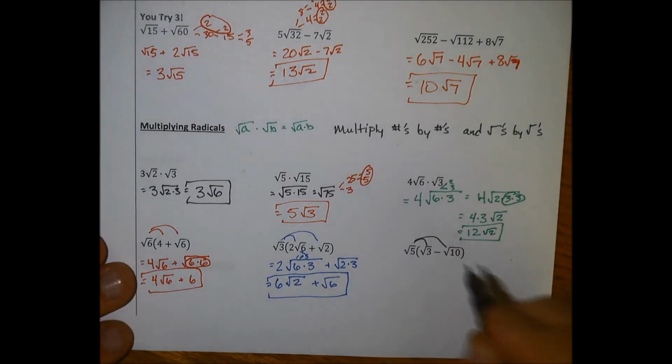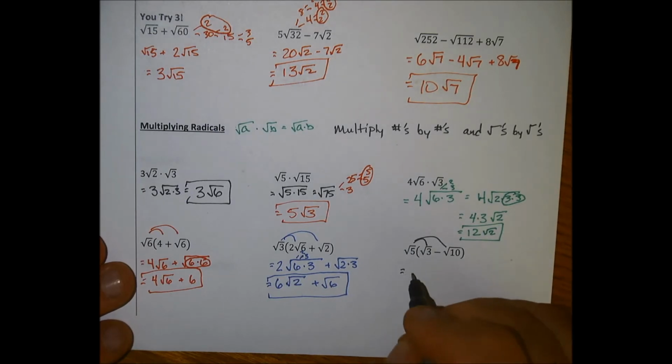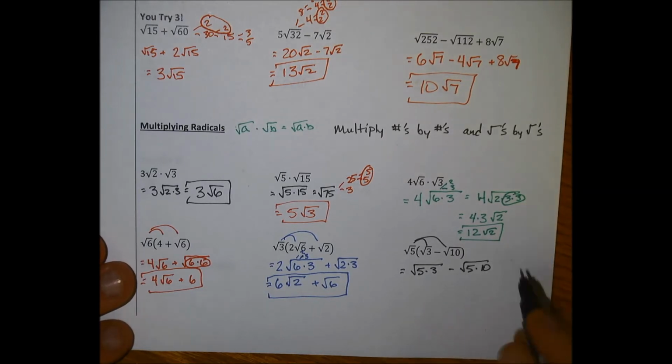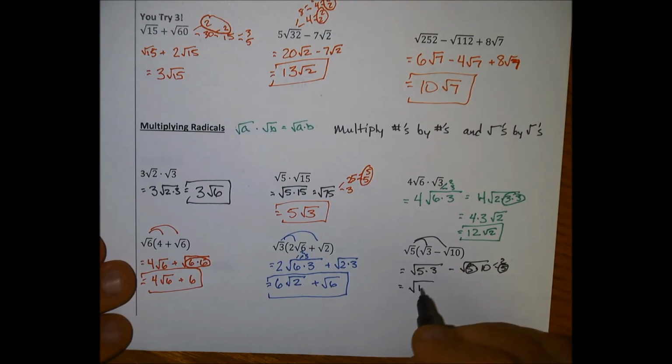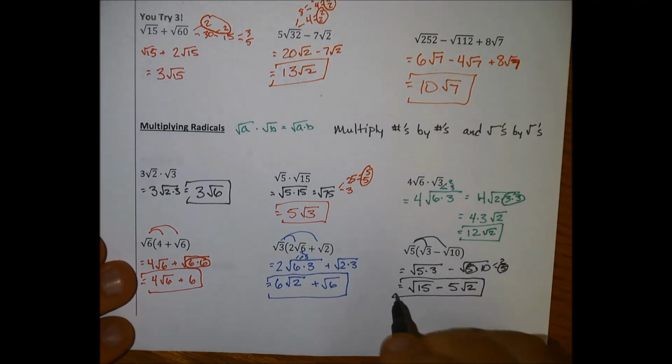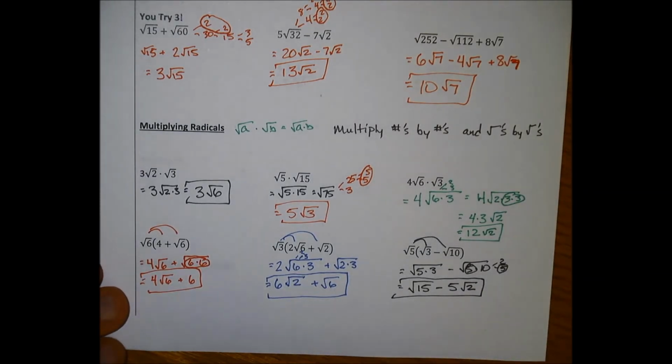So we just want to distribute this inside again. So we get square root of 5 times 3 minus square root of 5 times 10. Now 10 splits up into 2 and 5. So 5 would have an exit buddy. And we're left with a 2 on the inside. And this first one's just going to be square root of 15. There's no simplifying happening there. But on the second term here, we have 5 square roots of 2. There we go. And that's all that we can do on that one.